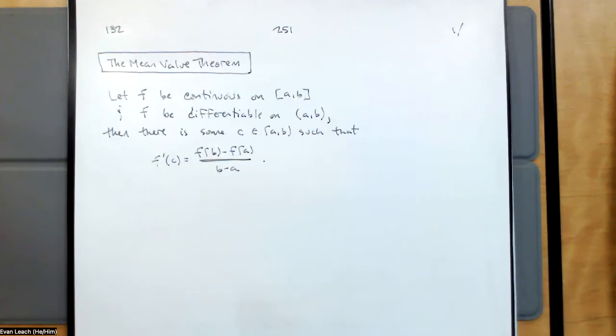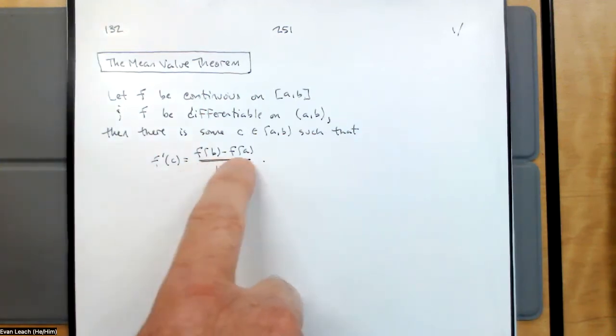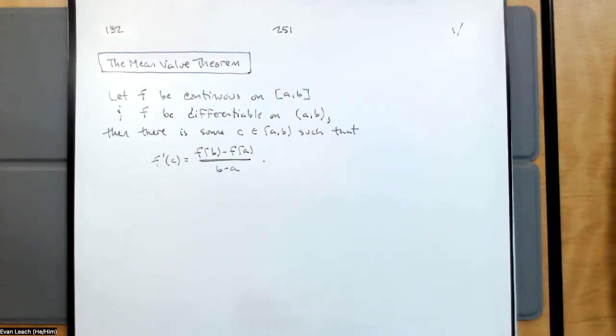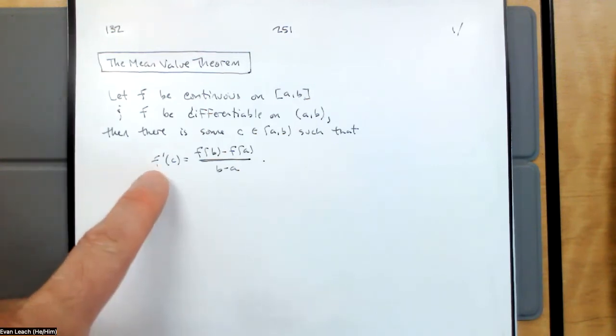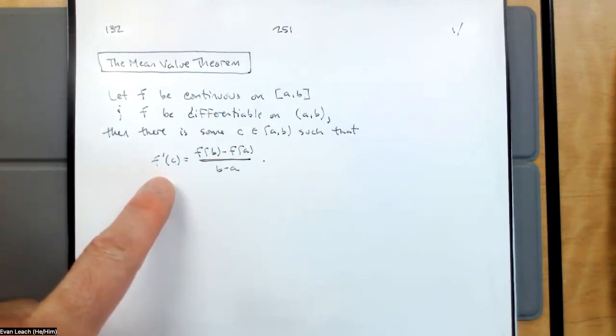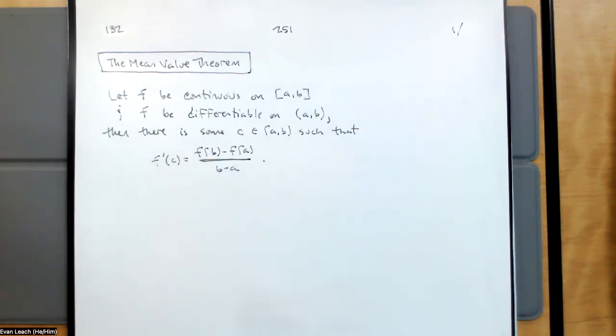Notice the structure over here, f of b minus f of a. That's why we need continuity at the endpoints. The function needs to be defined, at the very least, at the endpoints, and it needs to be continuous at the endpoints. But we only need differentiability in the middle, where we have to be differentiable everywhere.